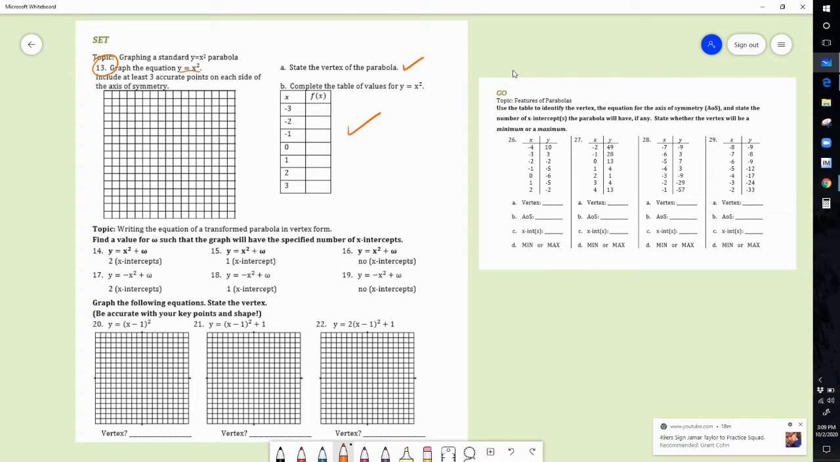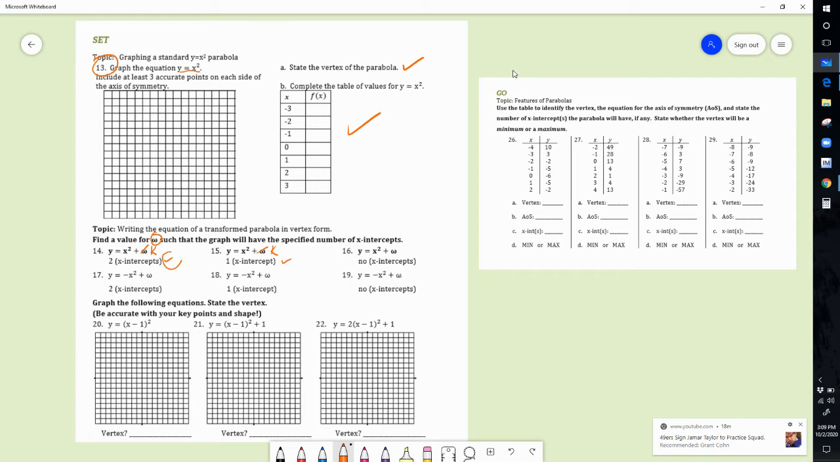The second portion is kind of weird. They use the letter W. I would replace those with K's so they're not as confusing, but you can change all of yours if you want. It just basically says, what value can you put in for K that's going to give the graph the number of x-intercepts that it's asking for?